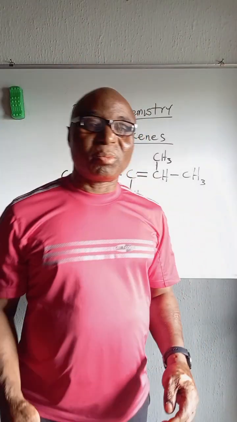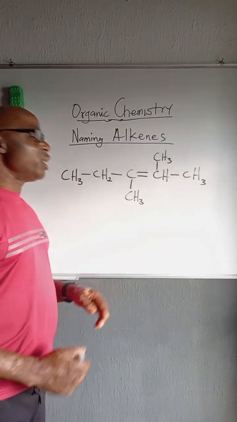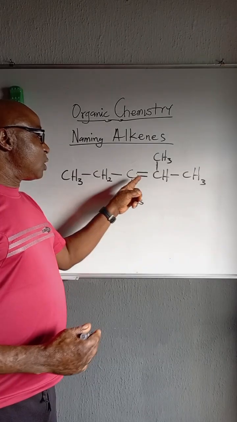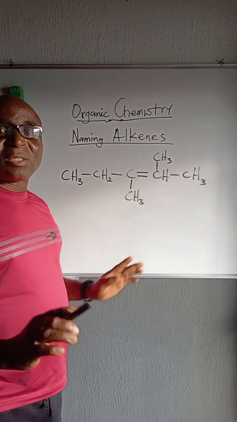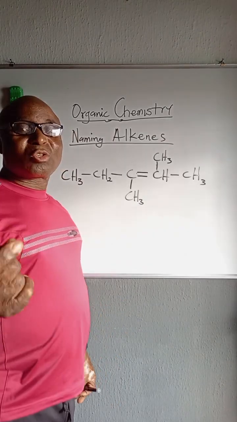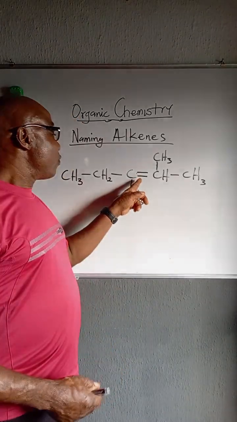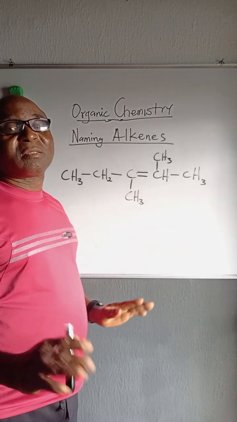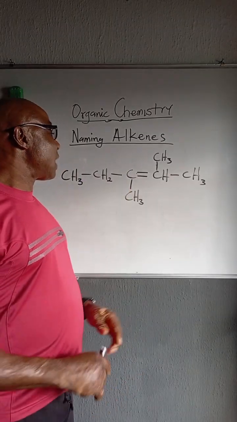Let's look at this structure on the board. We have this structure, and the task before us is to name it. The double bond here tells you that it's an alkene. That is where to start, because you must be able to know the family of the structure that you are required to give the name. When you find a double bond on a structure, you know that it is an alkene.